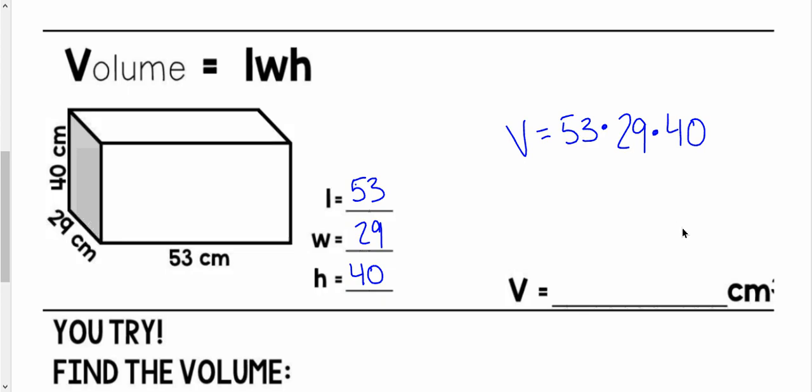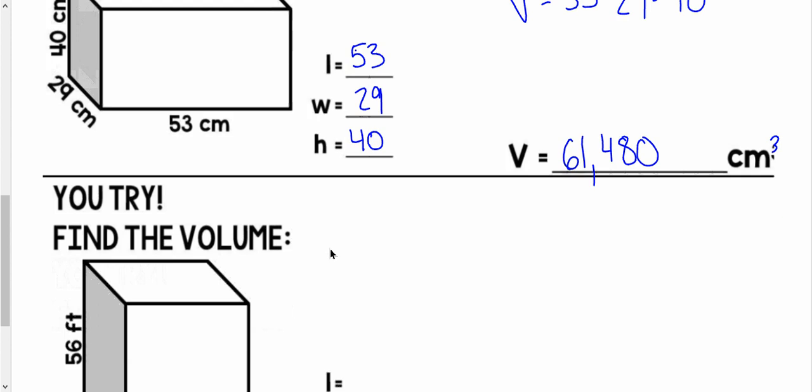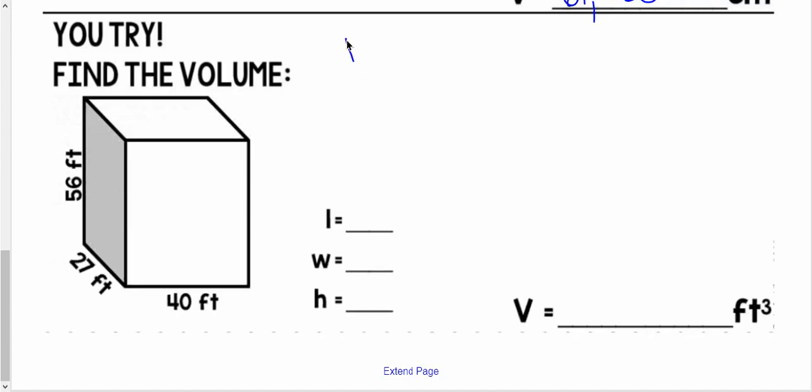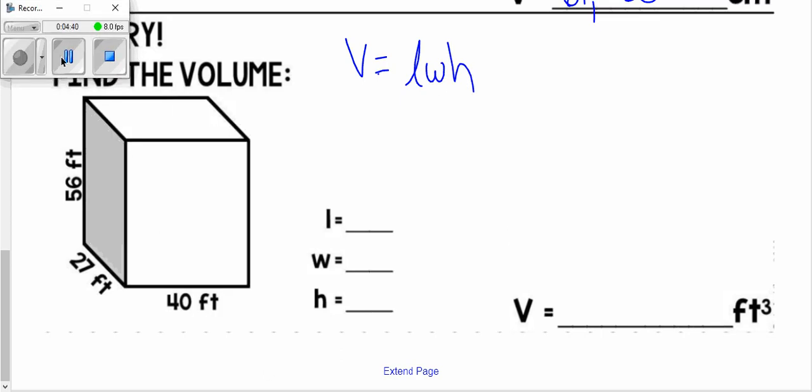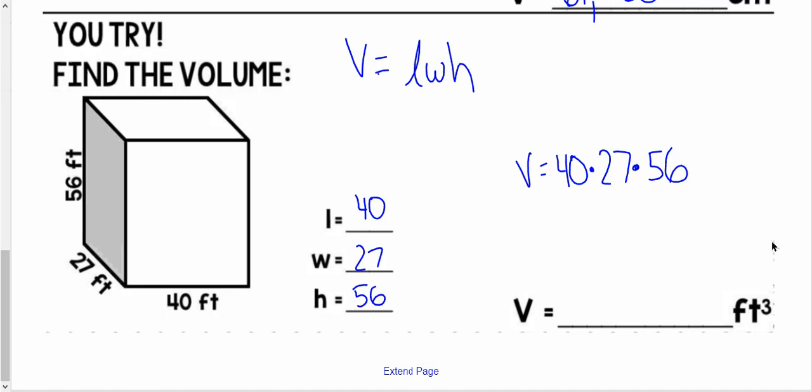I definitely needed a calculator for that. 53 times 29 times 40. I get a really big number. I get 61,480 centimeters cubed. The 3 got cut off there. So you try it. Volume is equal to length times width times height. Pause the video and come back when you're ready. Okay, I set up my problem and I got 60,480 feet cubed for this rectangular prism.